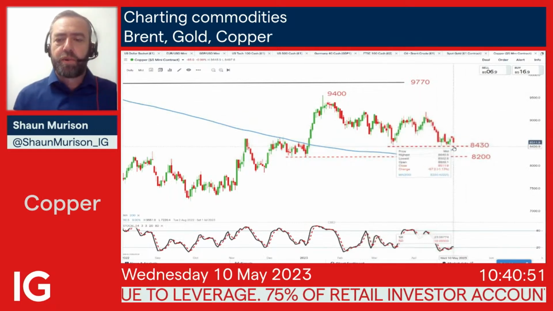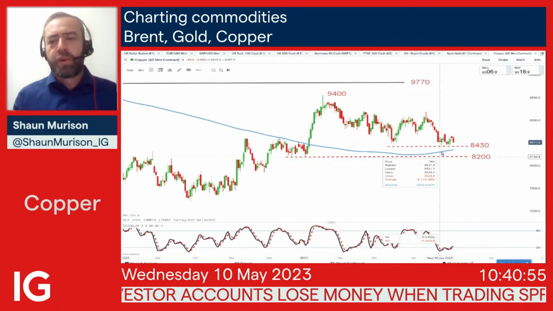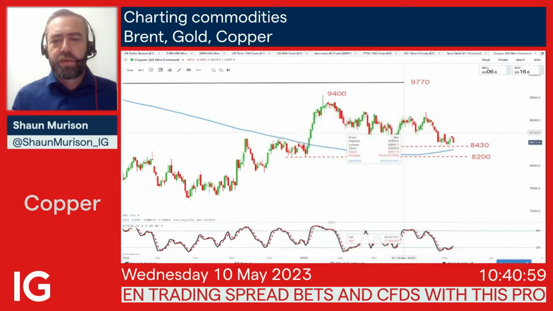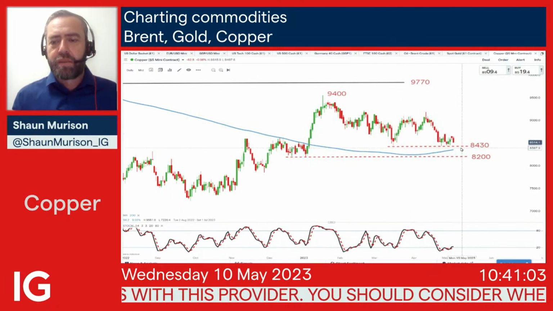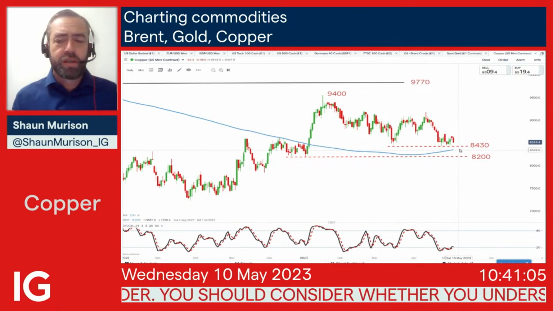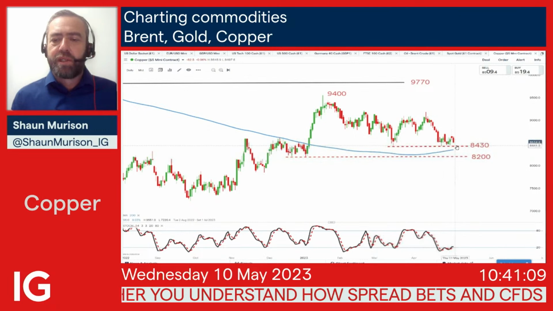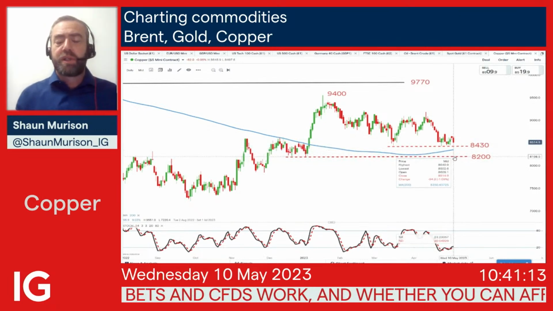We are now testing support. We're moving back towards support. I think we're moving more into a range-bound environment. We are still above that 200-day simple moving average. We can see we really are just not making higher highs or lower lows at this point in time. We're pulling back to test support there, about $8,430 per metric ton. We're going to watch to see how it holds that level. If we do see a close below that, we start targeting $8,200 per metric ton.